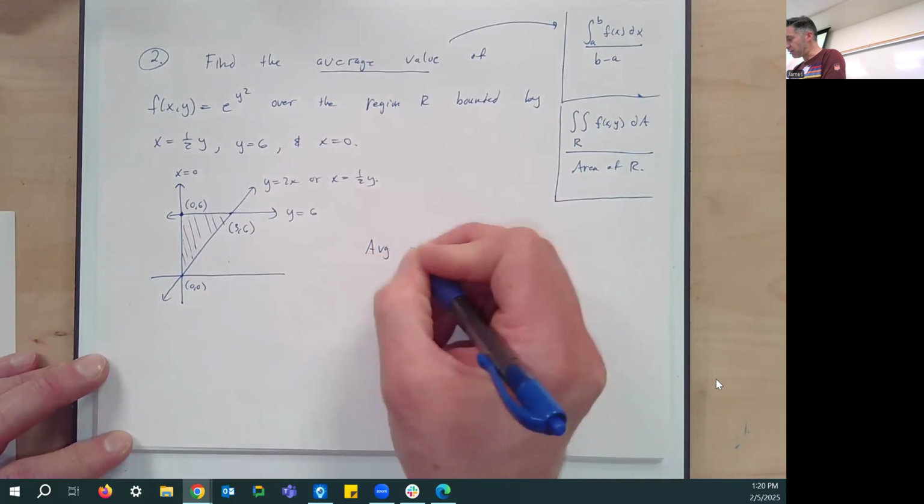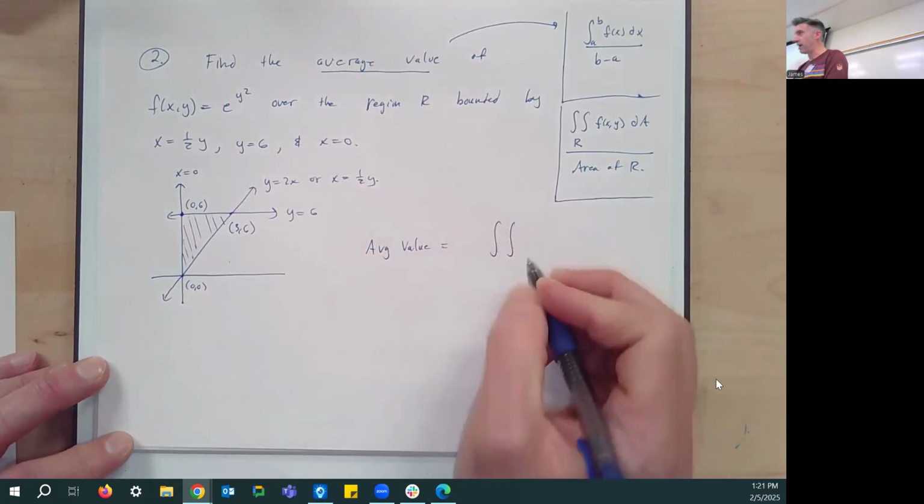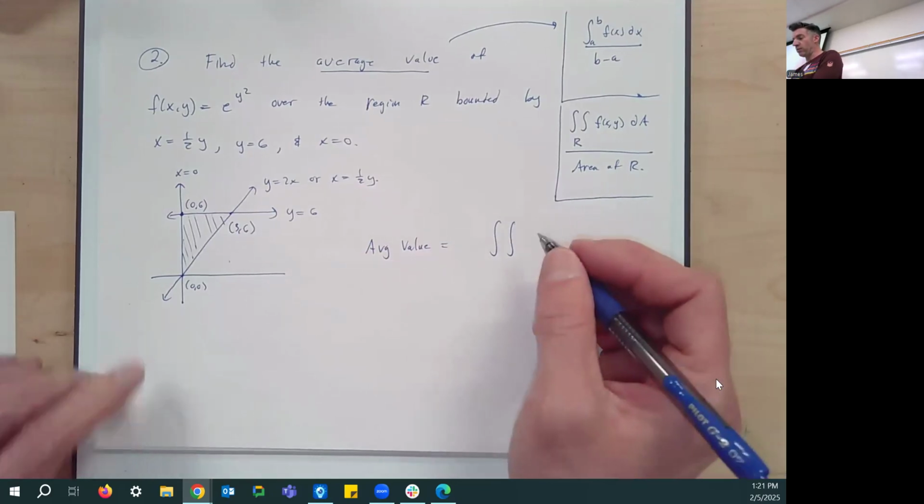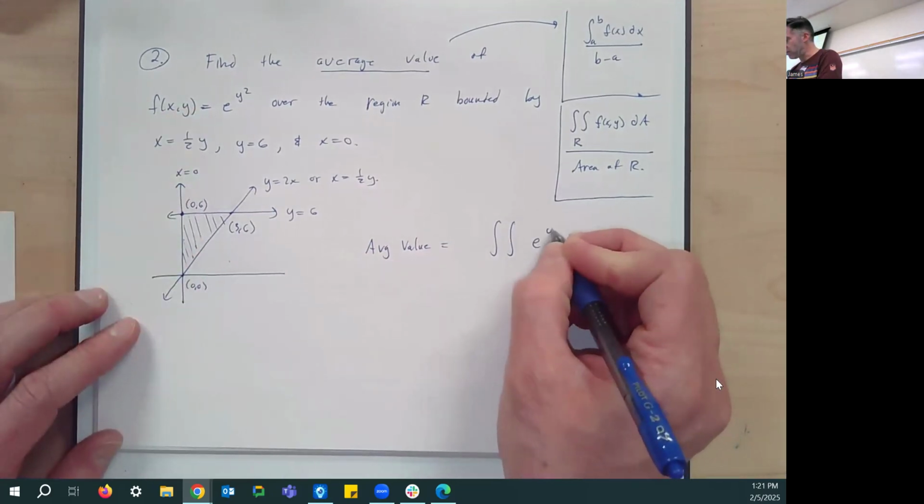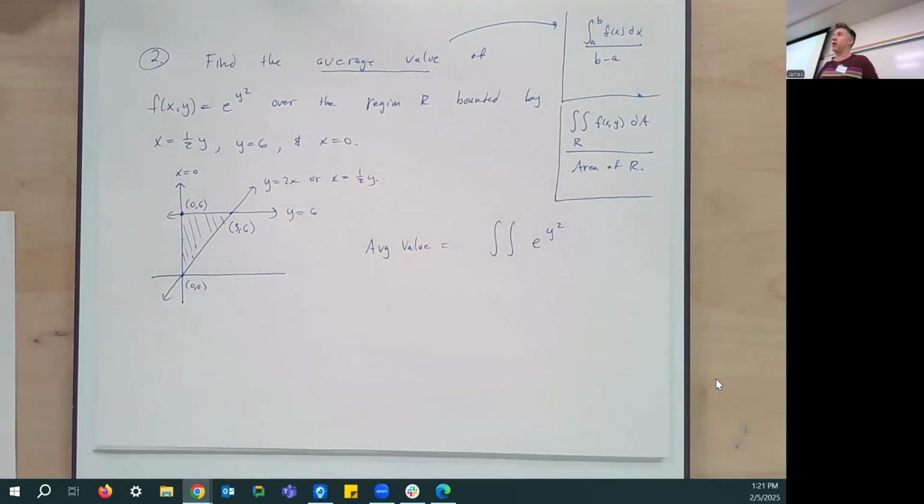The average value is going to equal the double integral, and I'm going to wait to write my limits of integration here because I want you to see something. We're going to be integrating e to the y squared. Do we know how to integrate e to the y squared? Is it possible to integrate e to the y squared? It is not. So that tells us something.